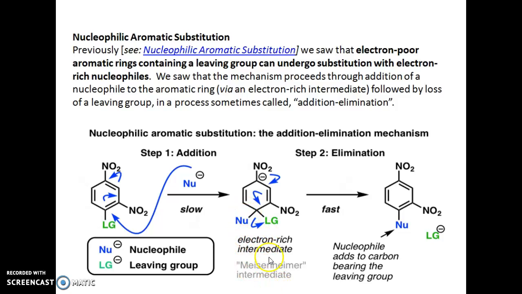Further, this electron rich intermediate, or Meisenheimer intermediate, loses the leaving group, which we call the elimination step. It is a fast step compared to the addition step, which is slow, leading to the formation of the compound. We can see the nucleophile is added to the carbon bearing the leaving group. When the nucleophile gets added, the leaving group leaves the position and gives this product.